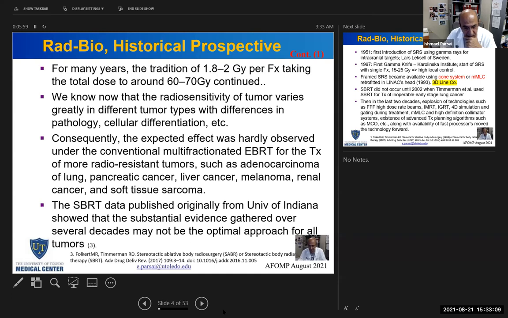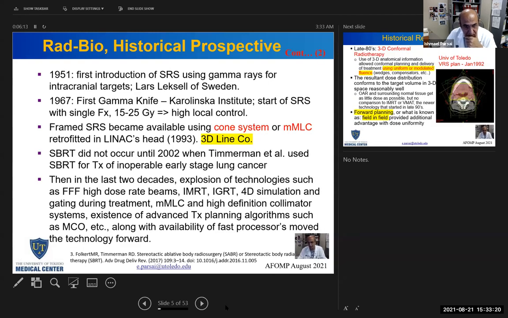The stereotactic body radiotherapy data was published originally from Indiana University by Timmerman and colleagues. That data showed that the substantial evidence that we have had until now for all of these decades may not really be the optimal for tumors. So in 1951, the first introduction of stereotactic radiosurgery using gamma rays was conceived by Leksell. And in 1967, the first Gamma Knife was actually clinical at Karolinska Institute and started treating patients at the rate of 15 to 25 gray in a single fraction. A few years later, that scheme showed high local control and it has continued until today.